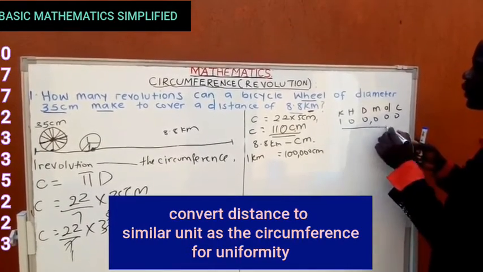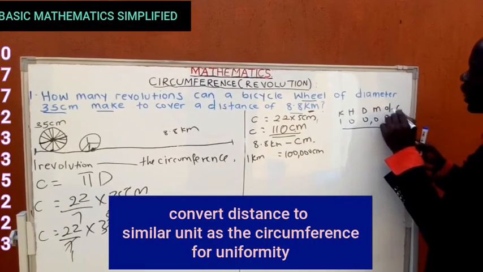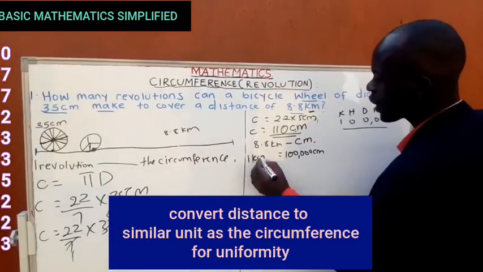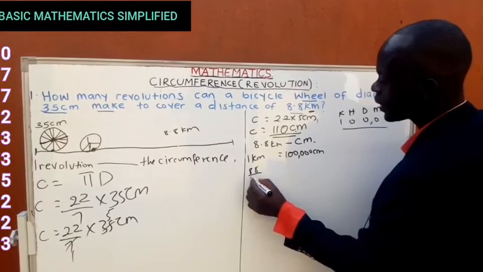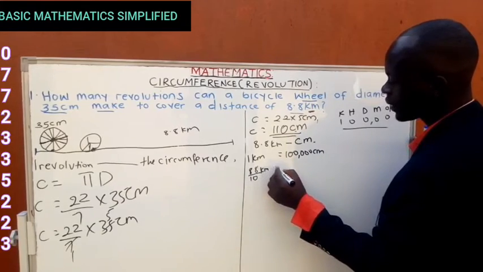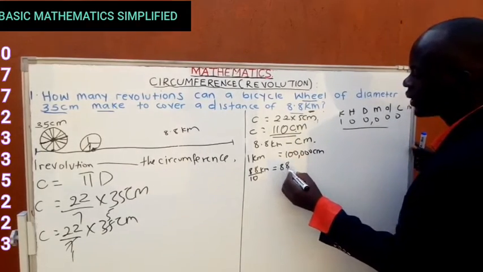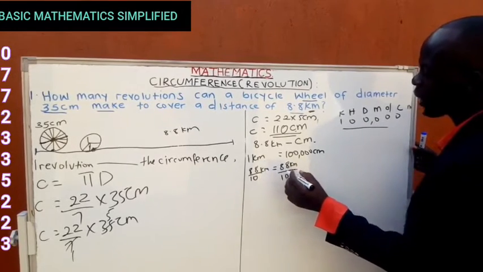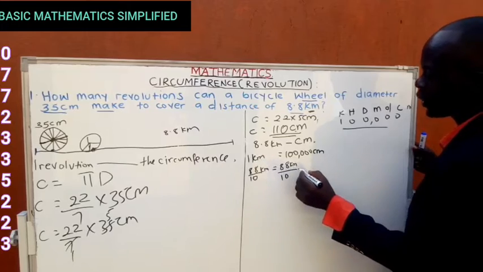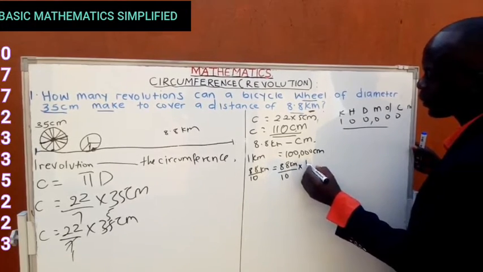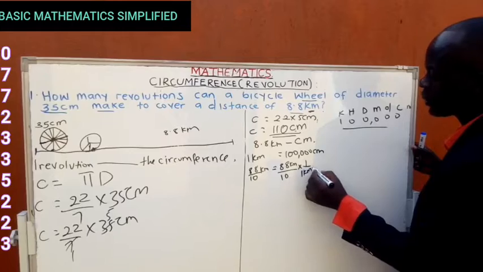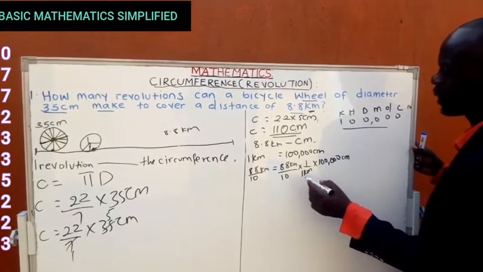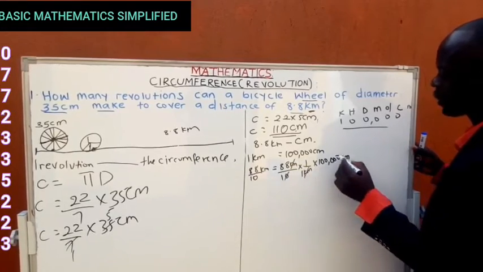You can see this is what I mean here. King Henry's daughter Mary drank cold milk. This is centimeters, then this is milk. So from here it is 100,000. So 8.8 kilometers will be equivalent to 88 out of 10 kilometers divided by 1 kilometer. When we divide, we take the reciprocal, which is 1 out of 1 kilometer times 100,000 centimeters. So these kilometers will cancel, then this one will cancel with the other one.